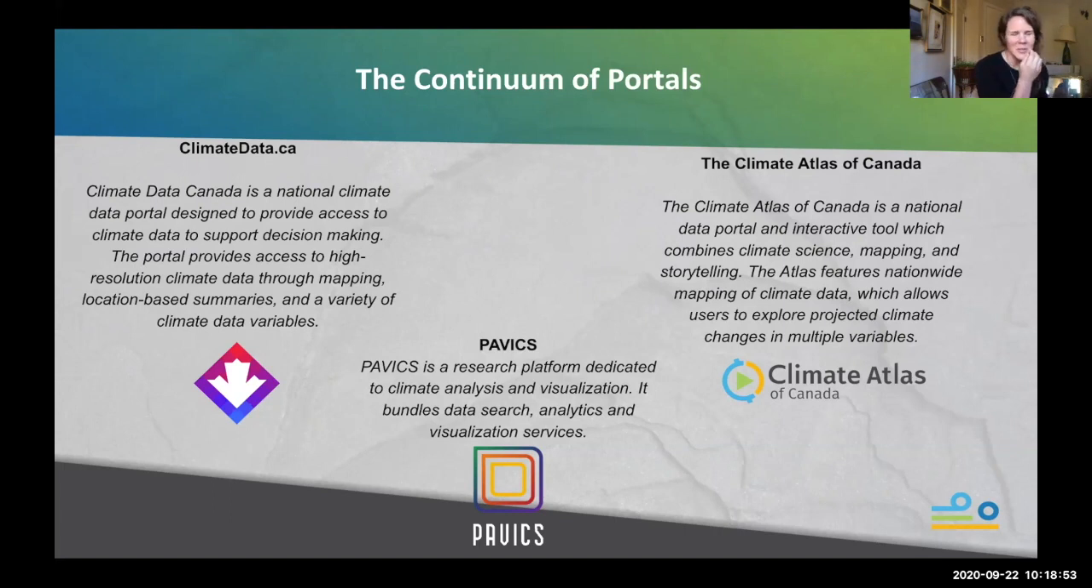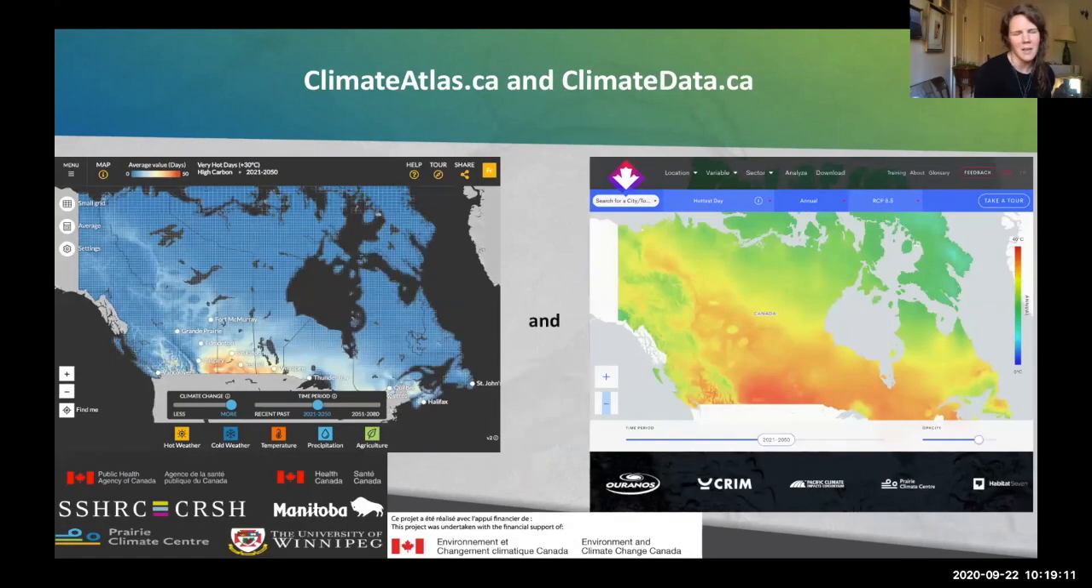And then at the bottom of the screen, we have PAVIX, which I personally would call a high performance tool. The other thing is PAVIX is still a bit under development, so we don't have as much information on it right now. So for today, we're going to be focused strongly on the Climate Atlas of Canada and climatedata.ca. And so I have them on the screen.